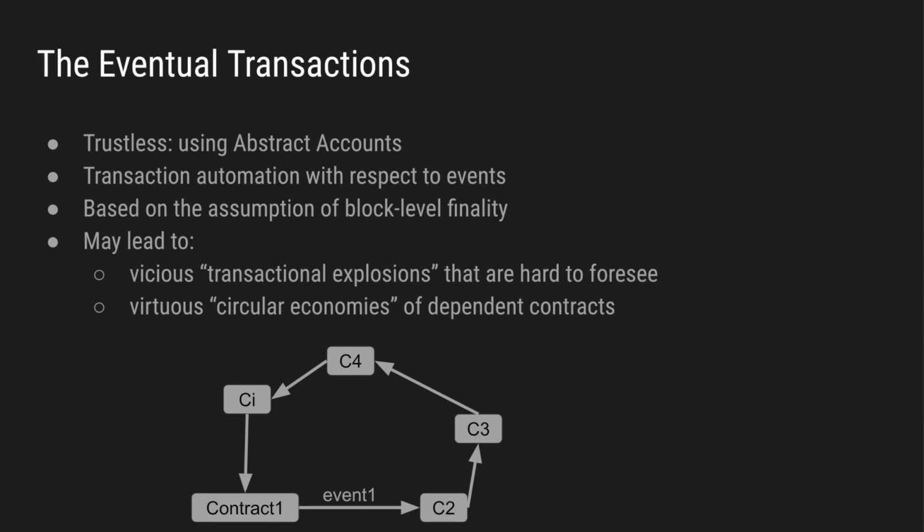You have seen a mechanism for eventual transactions that is trustless, using abstract accounts. You have seen transaction automation with respect to events based on the assumption of block-level finality. This mechanism may lead to vicious transactional explosions that are hard to foresee. Keep in mind that these eventual transactions require fees, just like any other transaction, but extra care is needed when event dependencies are created. But the mechanism can also lead to virtuous, circular economies of dependent contracts.